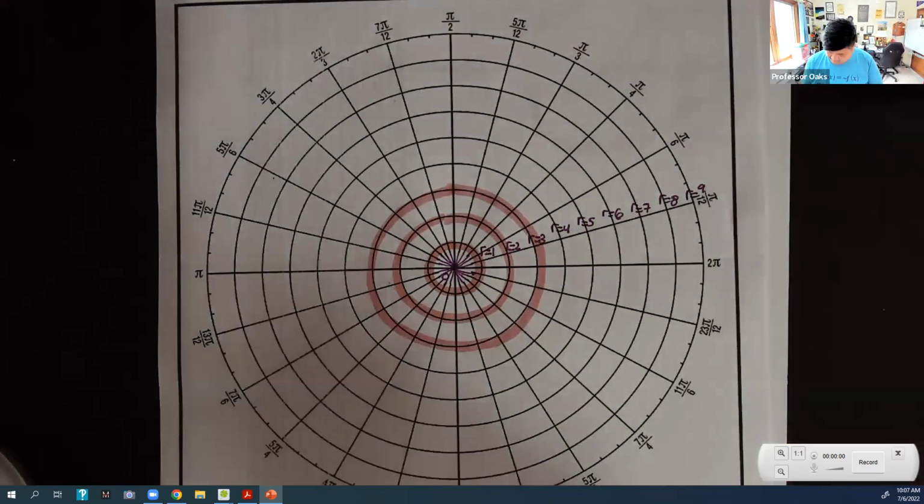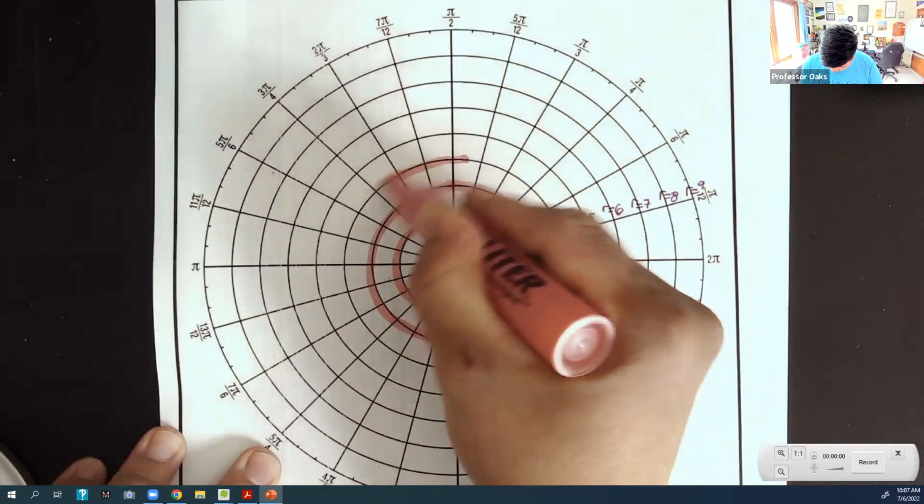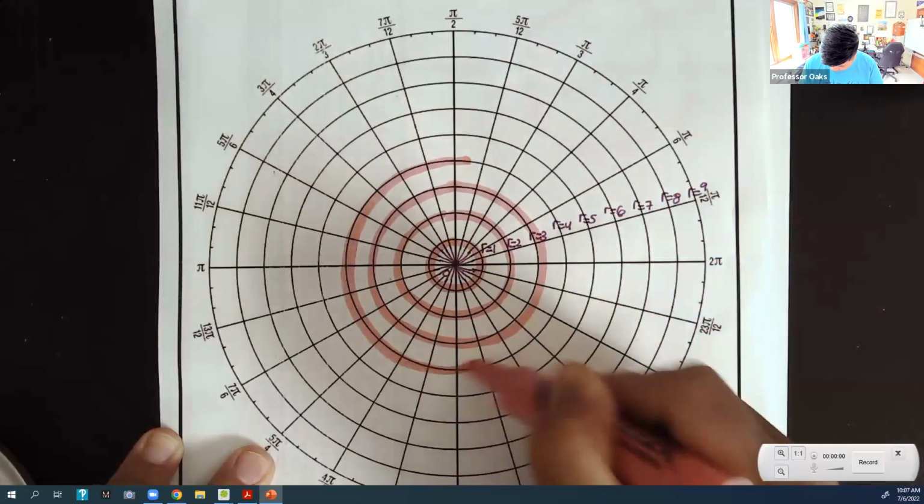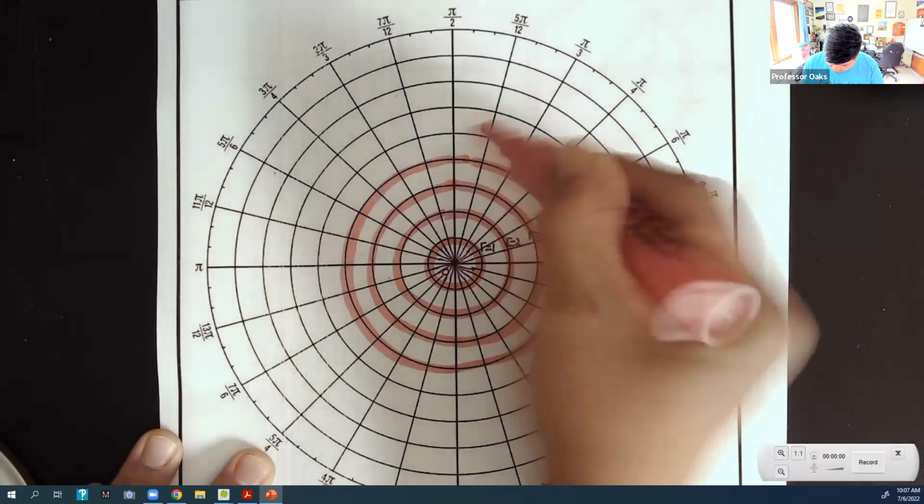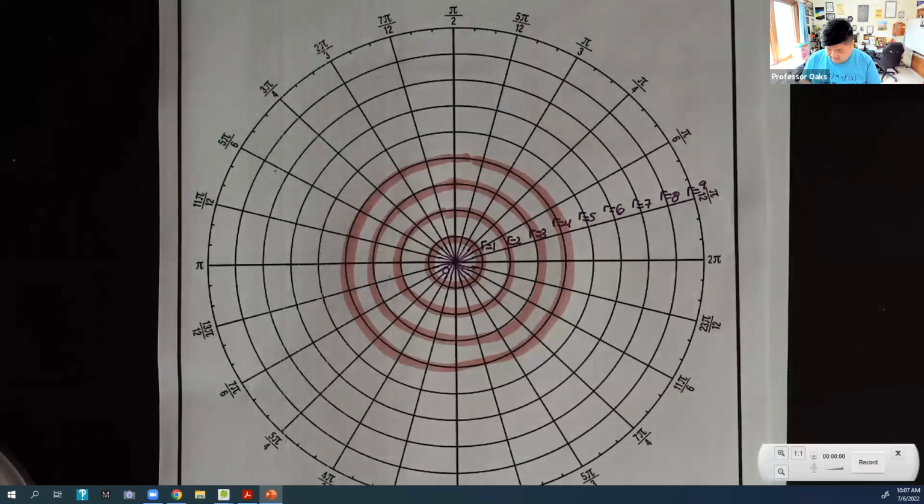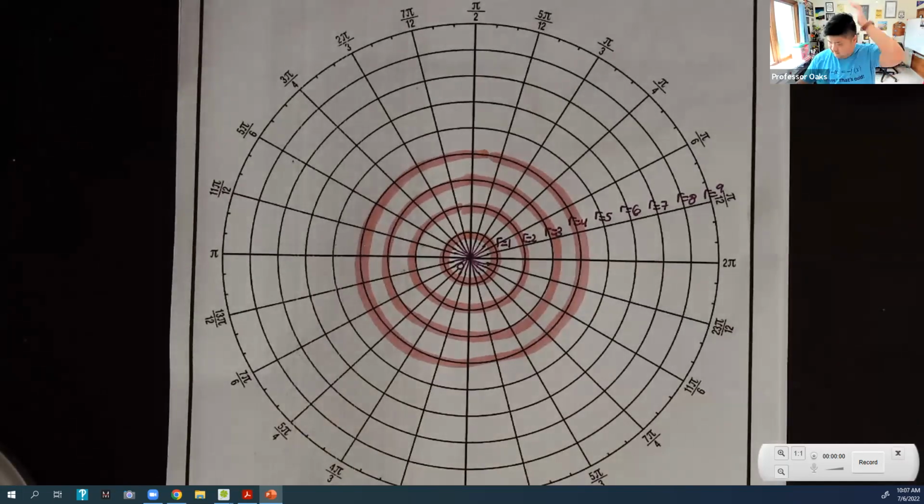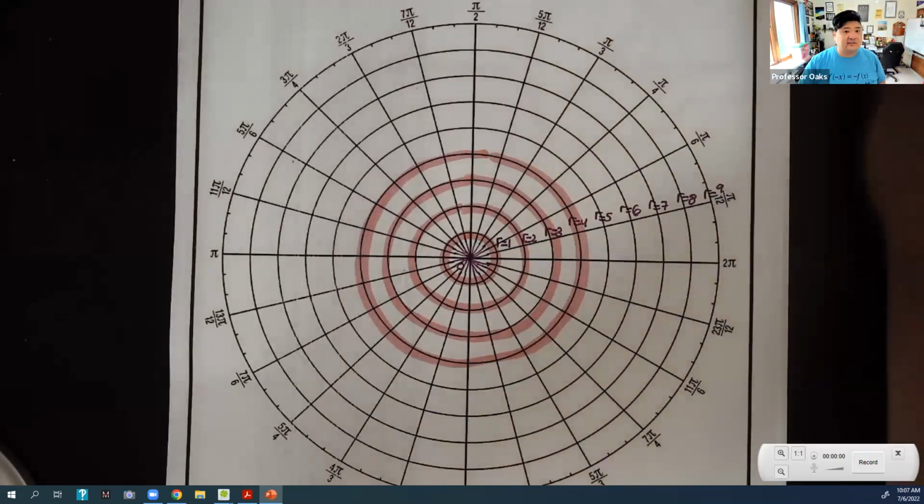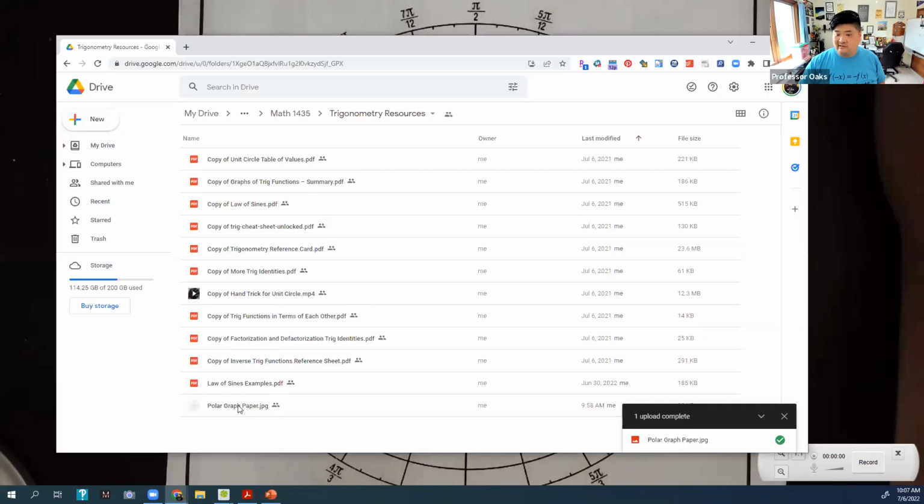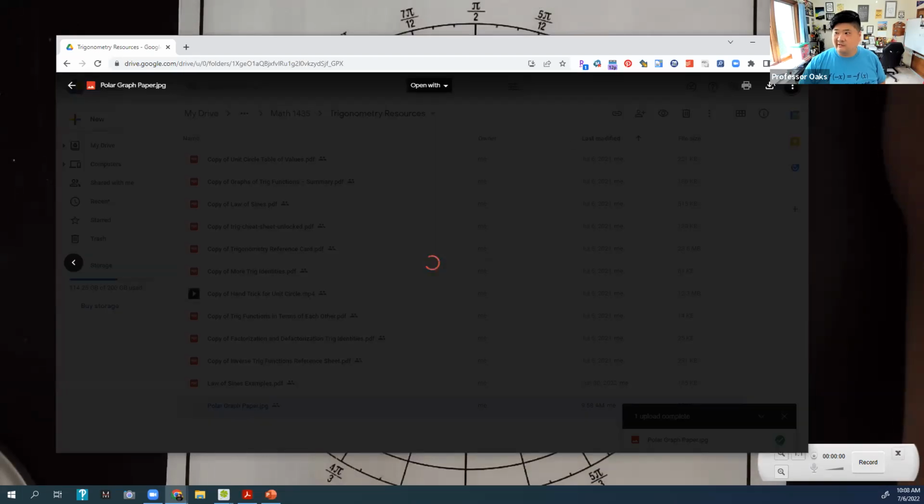So these are the radius, the R, and the theta. So, I'm going to print another one of these, and if you want this exact one, I put it in the folder online. It's just called Polar Graph Paper.